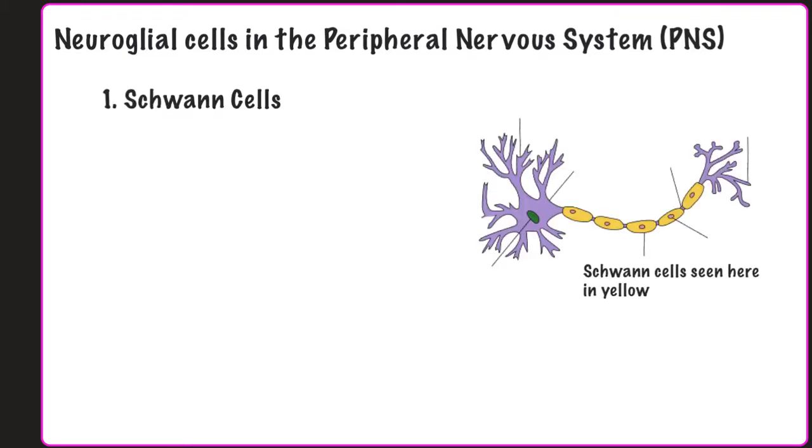Schwann cells are similar to oligodendrocytes. Schwann cells are going to produce the myelin sheath that we see within the peripheral nervous system. Remember, oligodendrocytes produce the myelin sheath in the central nervous system. They do it a little bit differently.